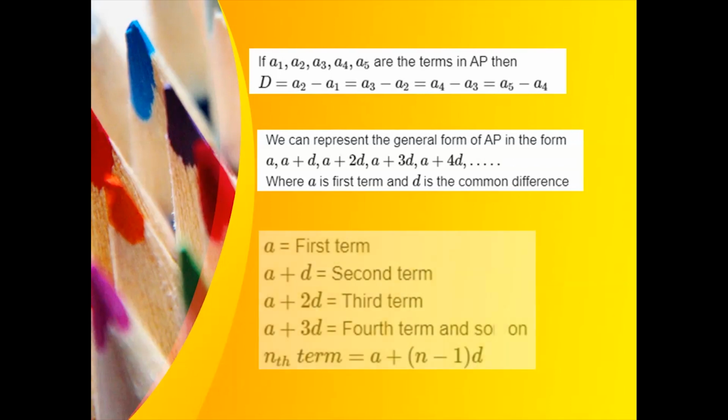So from here I will generalize the result. Now see, second term is a plus d, third term is a plus 2d. When I am finding the third term, I get 2d. When I am finding the fourth term, I get 3d. So when I find the 20th term, it will be a plus 19d. I find the 50th term, it will be a plus 49d. So in general, what can I write? My nth term will be a plus (n minus 1) into d. So that's the general formula for the nth term of an AP. So now you can find any term if you are given the AP.